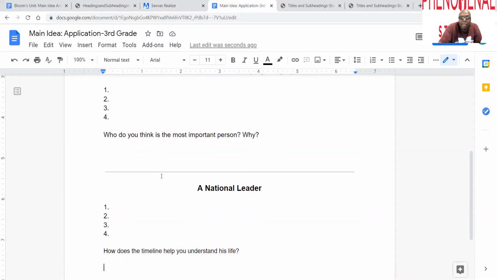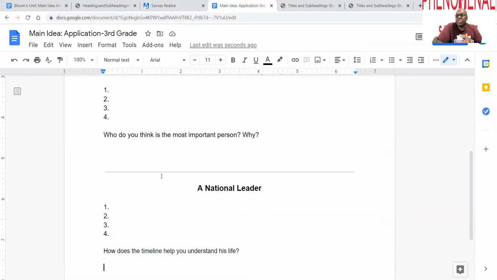And I asked them, how does the timeline, embedding those text features questions, how does the timeline help you understand his life? And then there was some pretty good responses here. But I still want to work with them more on text features, but I kind of wanted to give them a heat check to see where they were there. So this is a lesson using headings and subheadings.